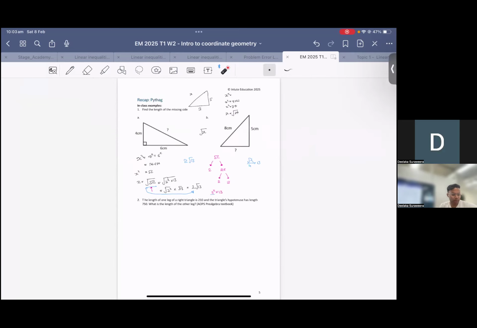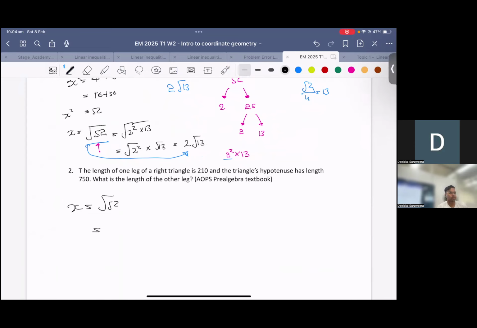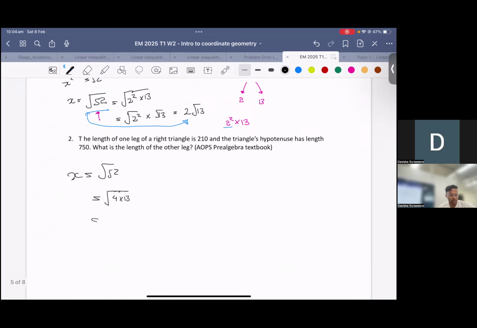Do you want me to show you exactly how I do it? The way I do it is I go x is root 52, right? And then I ask, what's the square factor in there? I think 4 is a square factor, right? So I do 4 times 13. Even this I skip, but let's say I do this. I don't skip it sometimes. And then the square root of 4 is 2, so it's 2 root 13. And that's all I do. But yeah, makes sense.